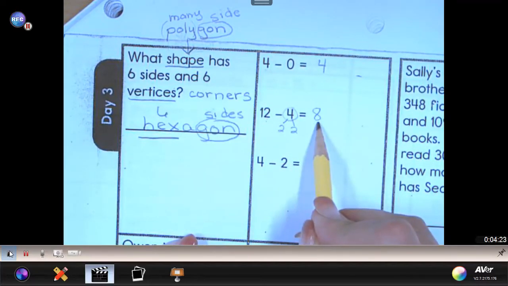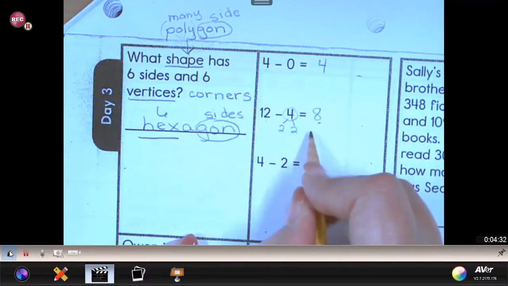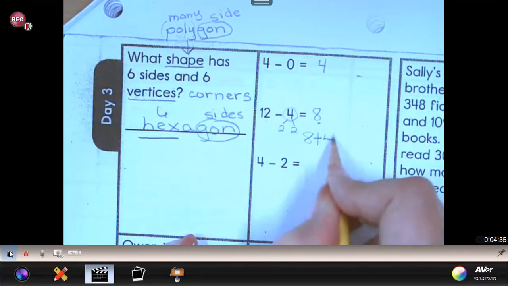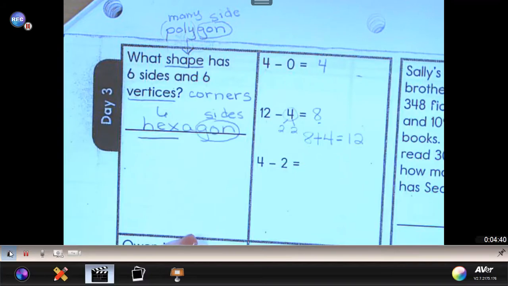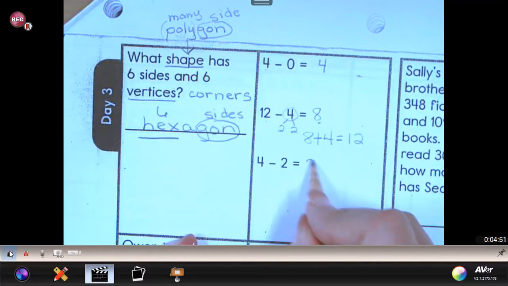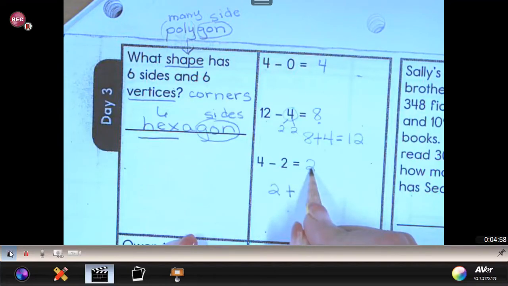Make sure that you remember that our opposite operation, sometimes we call it inverse, which is addition, can be used to check our subtraction. Remember that, because when we get into larger numbers, we're going to continue that idea as we continue further into our 3rd grade curriculum. And then 4 minus 2 is 2. But again, we can always double check our subtraction by taking the part that we found, the part that we know, and seeing if it adds up to the total.